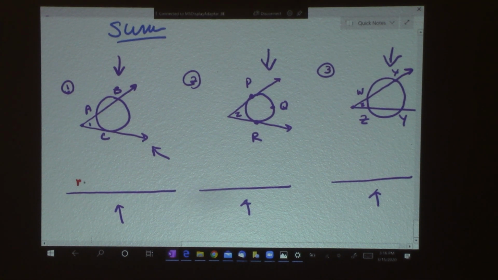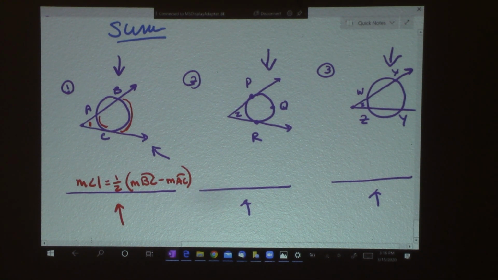So the measure of angle 1 is going to be equal to half of the measure of arc BC minus the arc of AC. Okay, so that would be BC, this here, minus AC. So the measure of the angle is half, like in the last one, of the big one minus the little one.